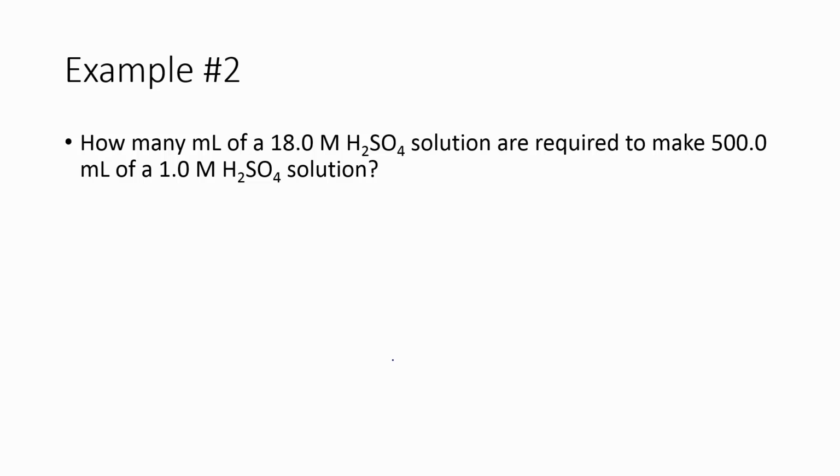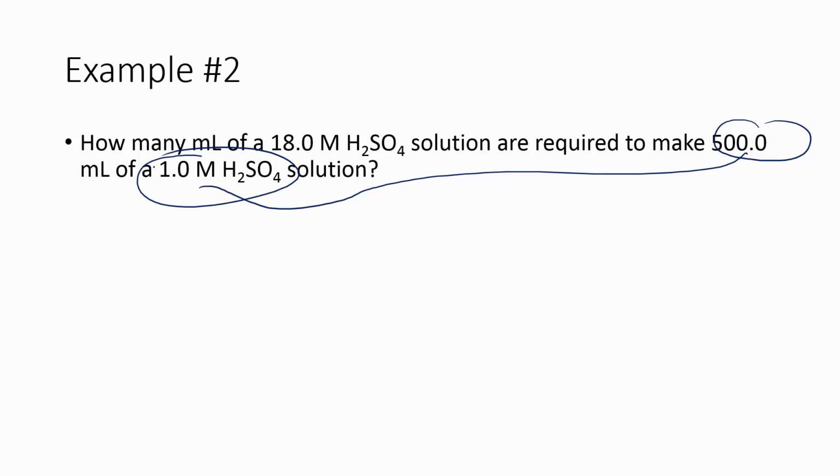Now in this one, we're going at it from a slightly different angle. How many milliliters of an 18 molar sulfuric acid solution are required to make 500 milliliters of 1 molar sulfuric acid? All right, so let's link. The 500 seems to go with this 1 molar. So 500 milliliters and 1 molar are together. Doesn't matter if they're the first one or the second one. It really doesn't matter.